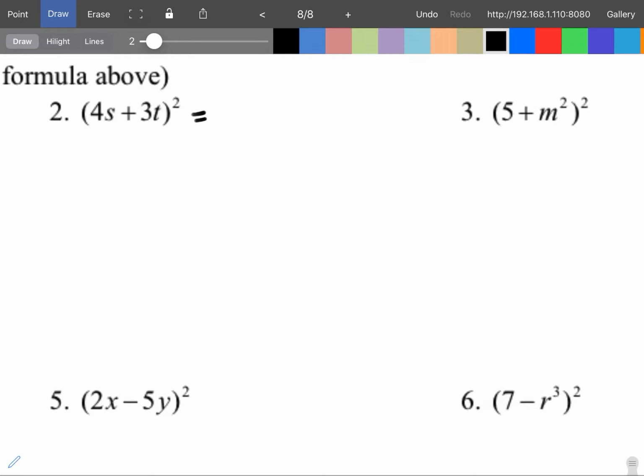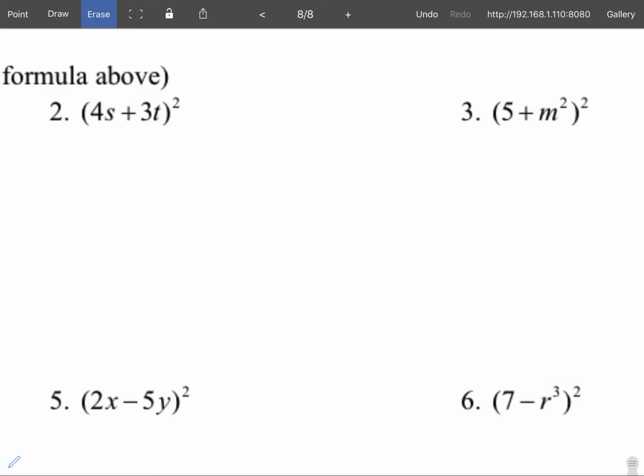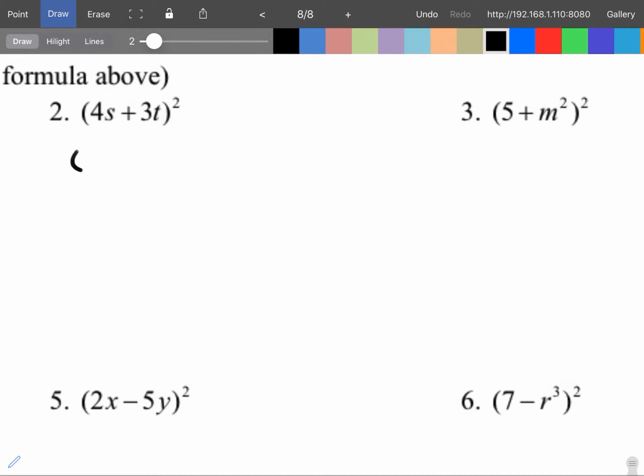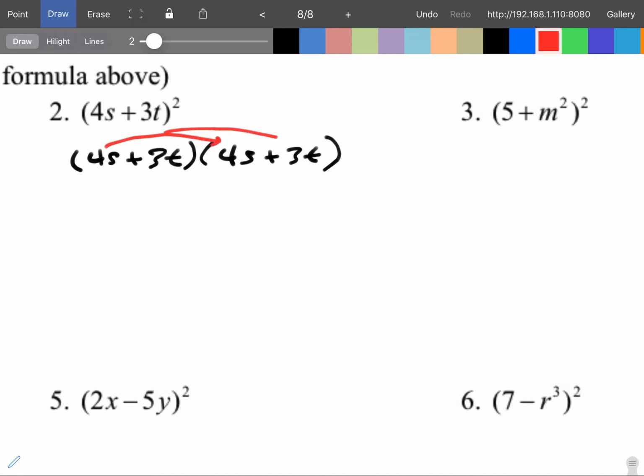Doing it the way we did it yesterday, we would say this is equal to the quantity 4s plus 3t times itself, right? That's what it means to square something, is to multiply it by itself. So if we're going yesterday's method, we distribute this 4s onto both these terms, and then we distribute the positive 3t onto both of these terms.